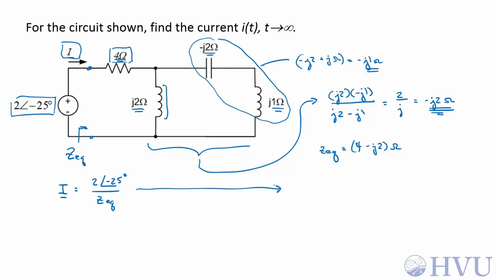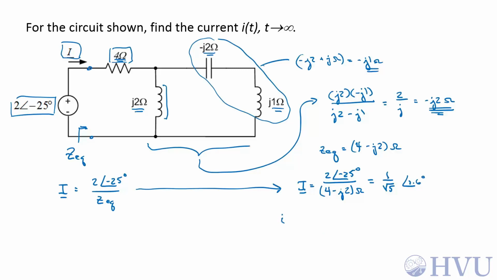And now, according to our original plan, the current phasor I is going to be 2 at an angle of minus 25 degrees over ZEQ, which is 4 minus J2 ohms. And if I convert the denominator into polar form, divide the magnitudes and subtract the phase, I'll end up with 1 over square root of 5 at an angle of 1.6 degrees.